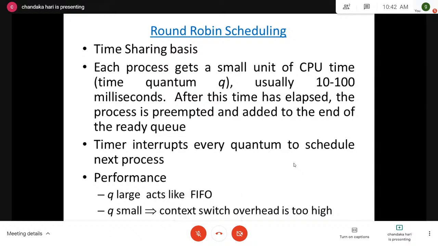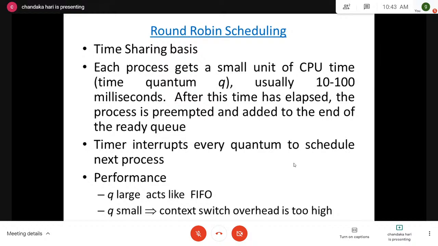Now, coming to the performance considerations of the round robin scheduling algorithm. If the time quantum is large, it simply acts like a first in first out scheduling algorithm. If Q is large, the job which arrived first is always executed first. If Q is small, what happens? If the time quantum is very small, the CPU is going to be frequently switching from one job to another job.